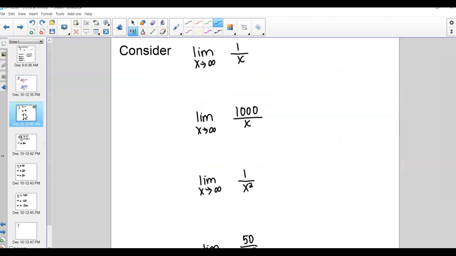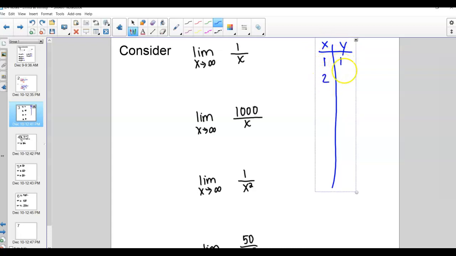Alright, so let's talk about what's going to happen if we look at the limit as x approaches infinity of 1 over x. So if we think of just making ourselves a table for this, for 1 over x, for 1, we would just get 1. For 2, we would get 1/2. For 3, we would get 1/3. For 4, we would get 1/4. For 10, we would get 1/10. For 20, we would get 1 over 20. For 100, we would get 1 over 100.